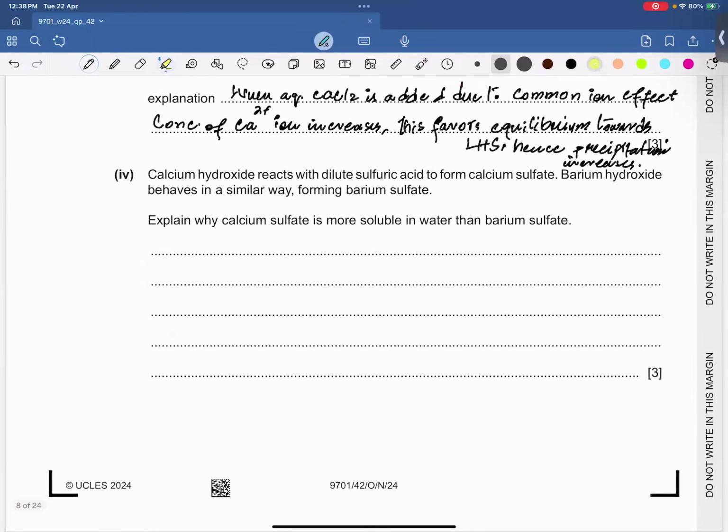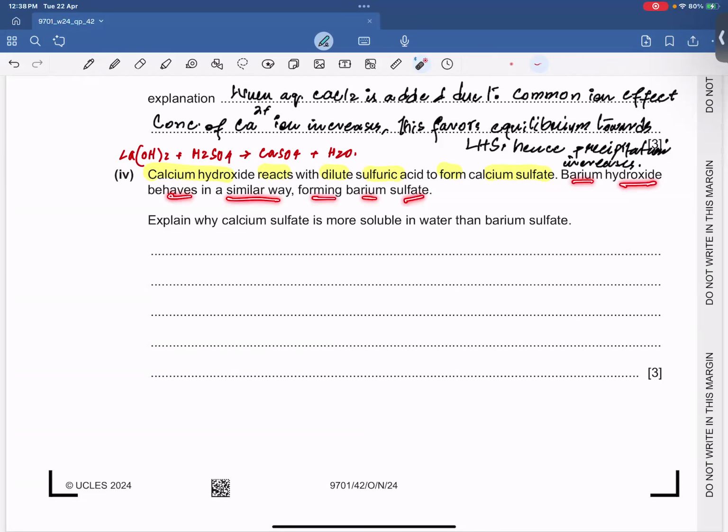Next, calcium hydroxide reacts with dilute sulfuric acid to form calcium sulfate. The equation for this reaction is to be like this. Calcium hydroxide plus H2SO4 will turn to calcium sulfate and water. Barium hydroxide behaves in a similar way, forming barium sulfate. Explain why calcium sulfate is more soluble in water than barium sulfate.